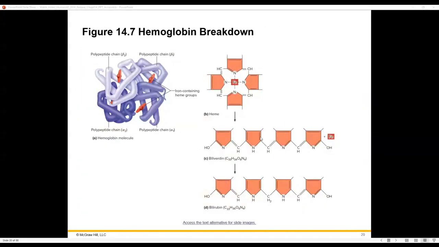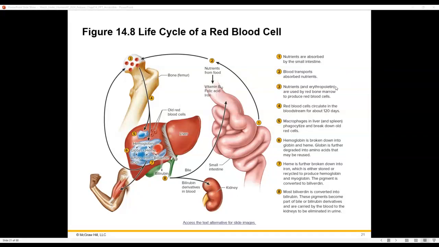And this shows you the breakdown of hemoglobin. And this is the life cycle of a red blood cell, as we discussed.